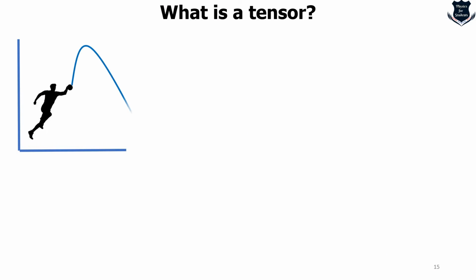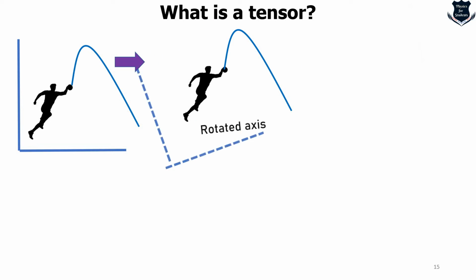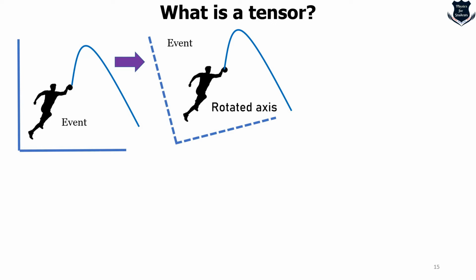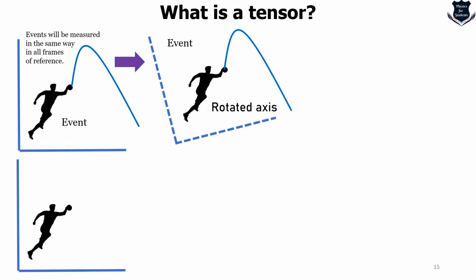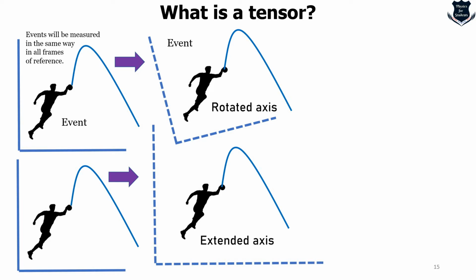Here is a person who is throwing a ball, and the same person is throwing a ball from here to here, but in this system the axis is rotated. So here also there is an event in the flat Euclidean space, and in the rotated axis there is another event. From here we can say that events will be measured in the same way irrespective of whether the frames are rotated. Here is another example. The same person is throwing a ball, but in this case the axis is extended. So the event from here is also coming to that event. So the event will be measured in the same way in all frames of reference. This is the basic target.